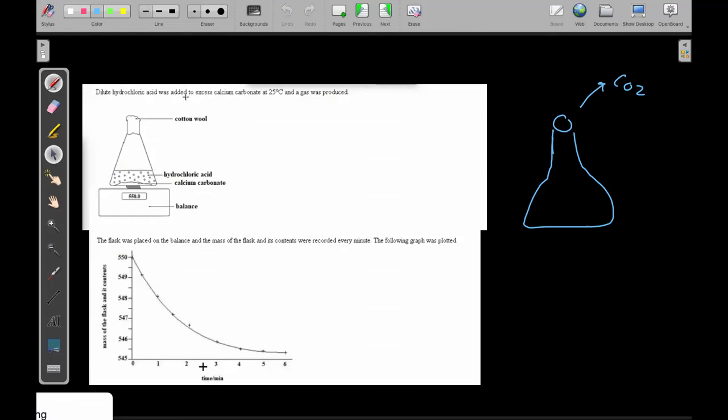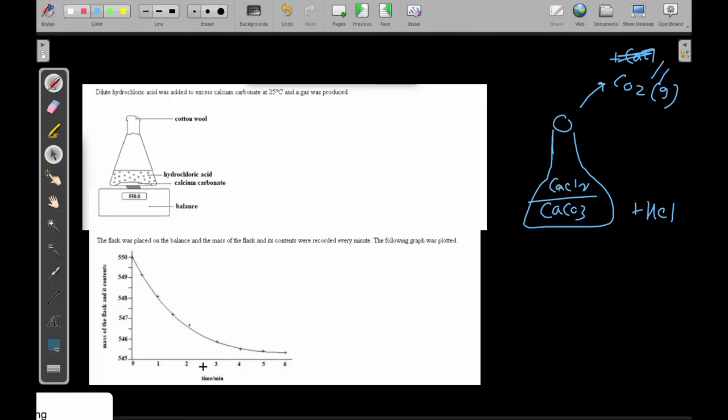Dilute HCl was added to calcium carbonate. This is the second method of measurement of rate of reaction, which is decrease in the mass. Calcium carbonate reacts with the acid, and when you put the acid on the calcium carbonate, it forms carbon dioxide and calcium chloride. The calcium chloride stays inside here, but the carbon dioxide comes out in the form of a gas. So if you want to see the decrease in the mass, you have to let this go out.